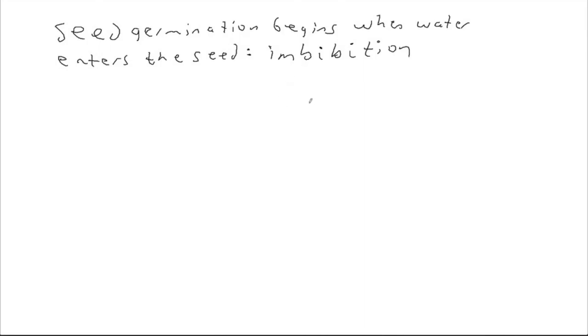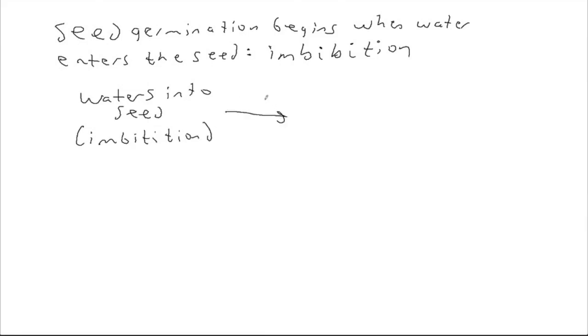All right, so what is imbibition? Imbibition is when the water basically moves through the seed. Into the seed. Yes. Good. So if water moves into the seed, is that a signal that it's a good or a bad time to germinate? It's a good time to germinate.